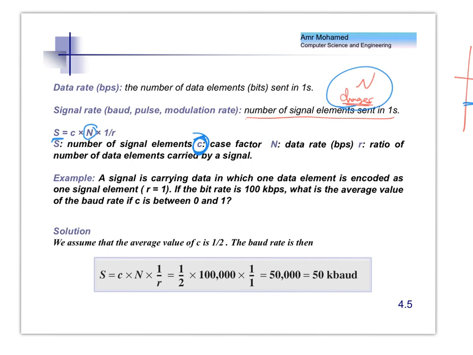Of course, I will not leave you to assume. In that case, I have to make the question explicit, and I have to give you C. So C in that case is half, so half of the 100 kilobits per second is 50. We call it a baud. So the unit here is baud. Baud measures the number of changes in the signal elements per second. Okay? So baud represents the number of changes in the signal elements per second.